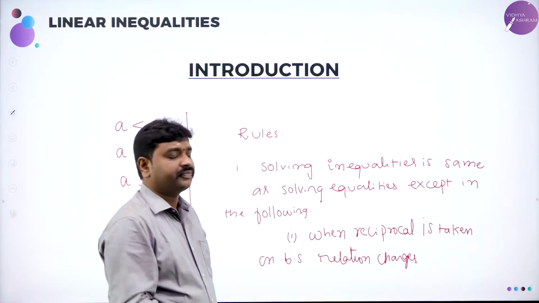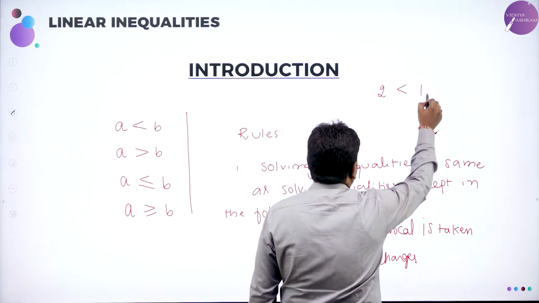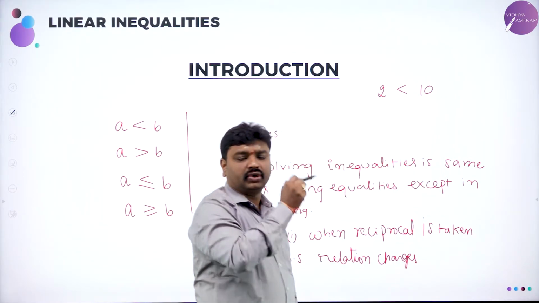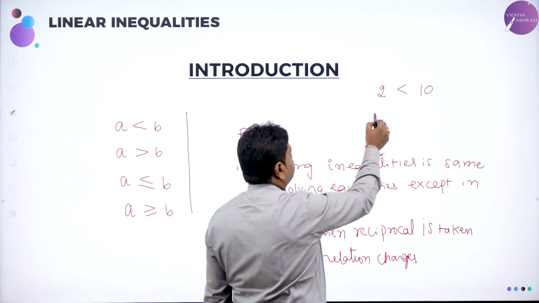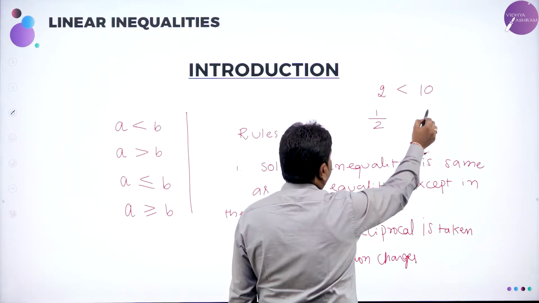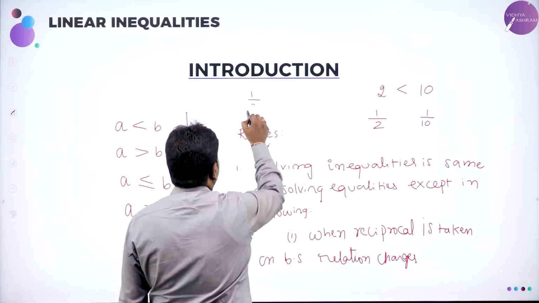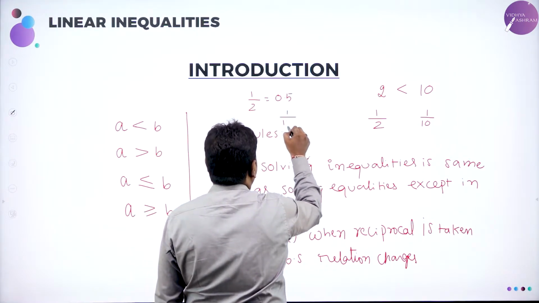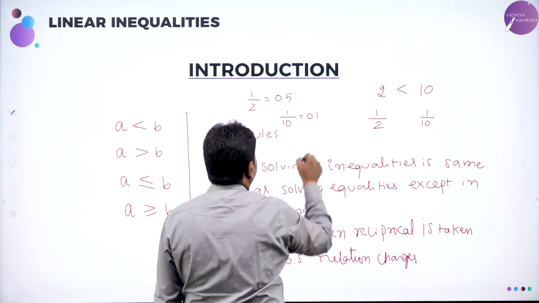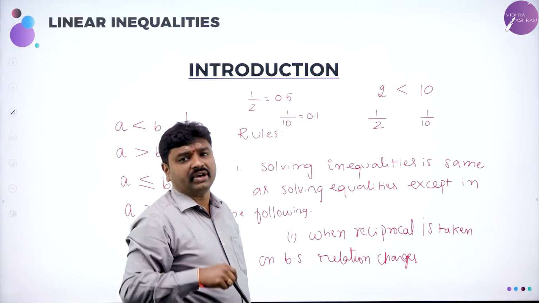For example, all of you know 2 is less than 10. Do you agree? So I have written 2 is strictly less than 10. Now I will take reciprocal on both sides. That is 1 by 2, 1 by 10. What is 1 by 2? 1 by 2 is 0.5. And what is 1 by 10? 0.1. So if you take 0.5 and 0.1, 0.5 is greater than 0.1.